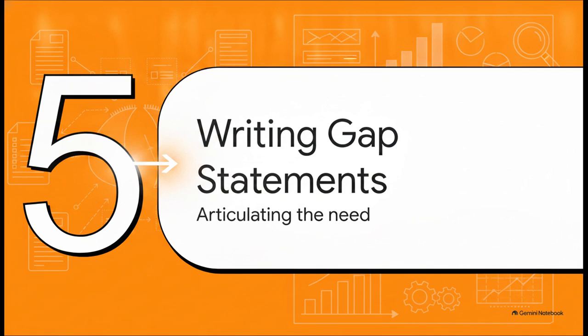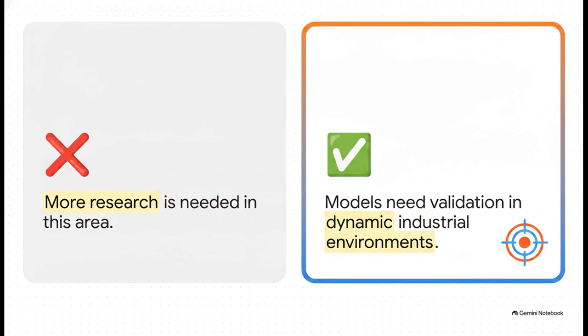Finally, Section 5, Writing the Gap Statement. It's time to articulate the need. Now, your gap statement has got to be specific and totally grounded in evidence. We absolutely must ditch those weak, vague claims like, "more research is needed in this area." I mean, that tells the reader nothing.